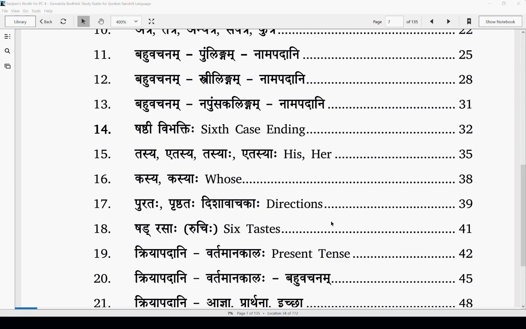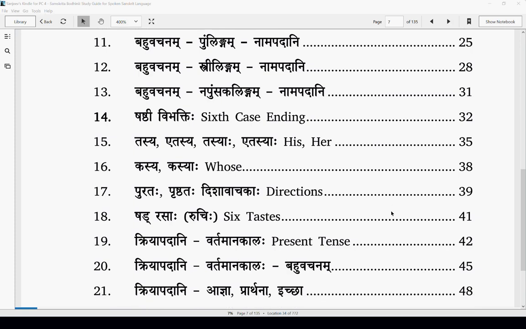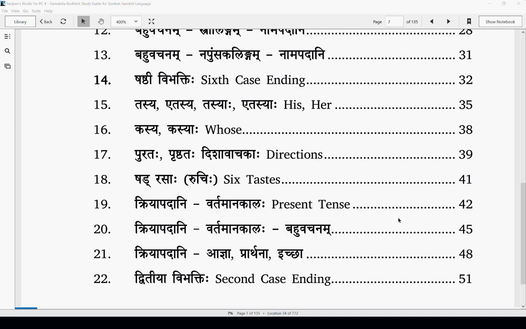Something belongs to something, so Ramasya Bana, Ramasya Dhanuhu, or Balakasya Kandukaha, like that. And Vaidyayaha Vahanam, etc. We can use tasya, etasya, tasyaha, kasya, kasyaha. Purataha, prushtataha are direction words. Mama purataha kim asti, sanganakam asti.